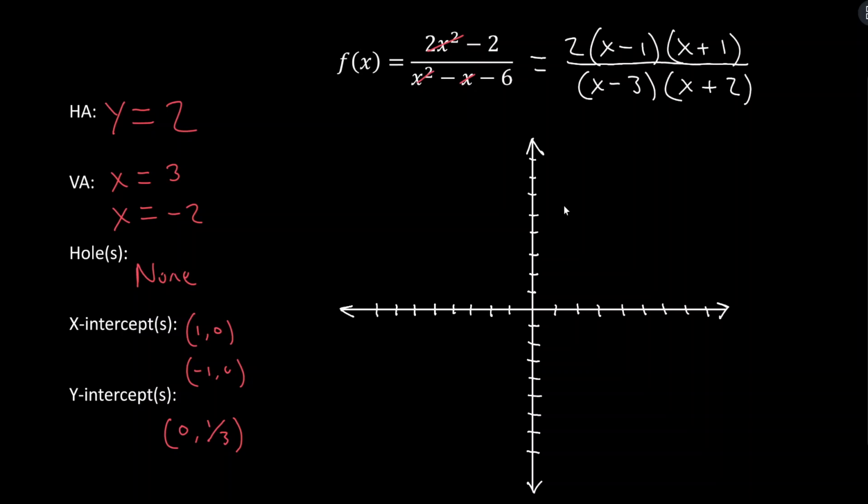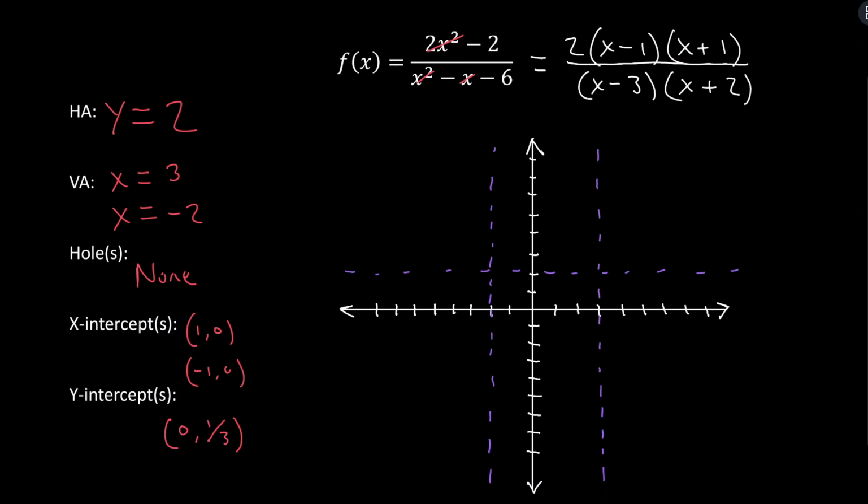Let's see, what have I been doing? Purple for asymptote. So I'm going to go up here to y equals 2, do a dotted line. At x equals 3, same thing, going to do a dotted line here. At x equals negative 2, same thing, dotted line.